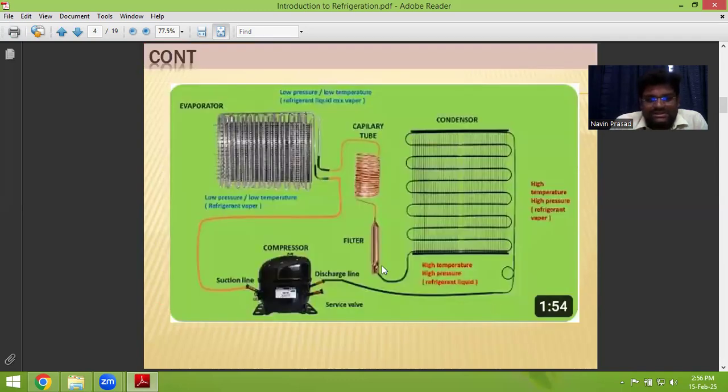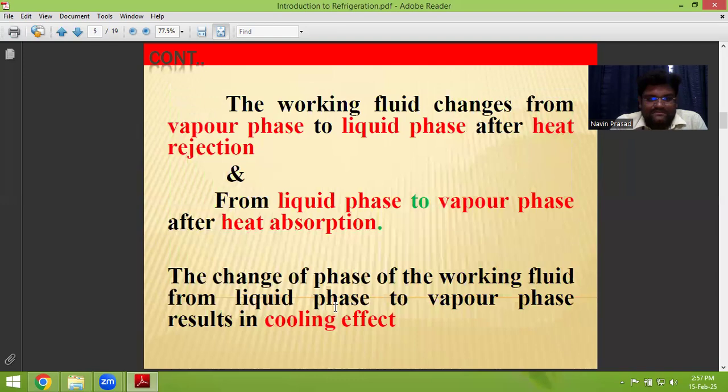So this is the layout of the refrigeration system. Later we can discuss about this. This is the compressor, and the refrigerant from the compressor will be passed through the condenser. Next the filter, capillary tube, and the evaporator, and the refrigerant will again go back to the compressor. Later on, we can discuss each and every component and the working principle.